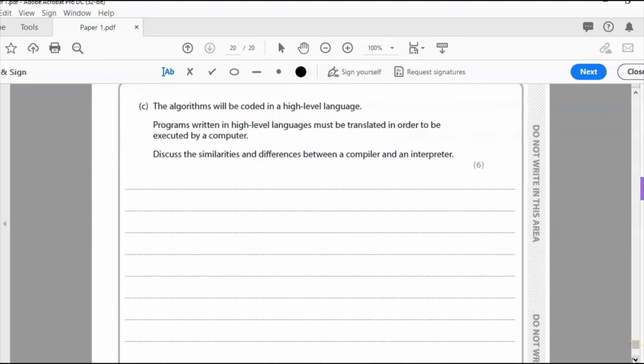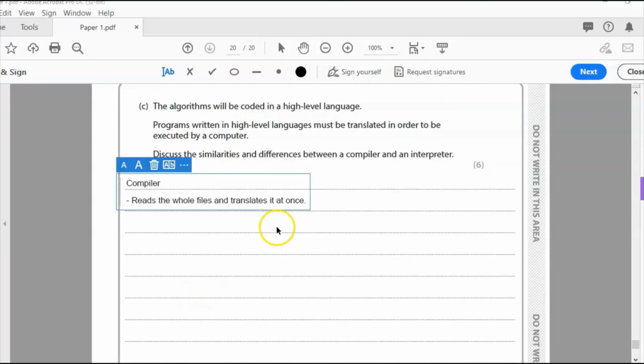Now, this is the final question. The algorithms will be coded in a high-level language. Programs written in high-level language must be translated in order to be executed by a computer. Discuss the similarities and differences between a compiler and an interpreter. So first thing we need to do is discuss the compiler. And it needs to be a discussion, but I'm going to make some points now. So I'm going to write down what it does, and then in my similarities, I'm going to have my discussion.